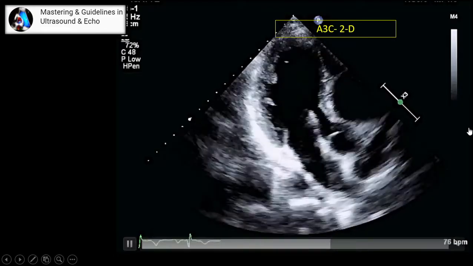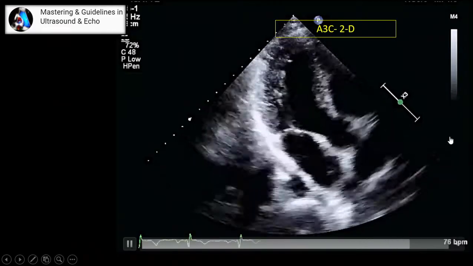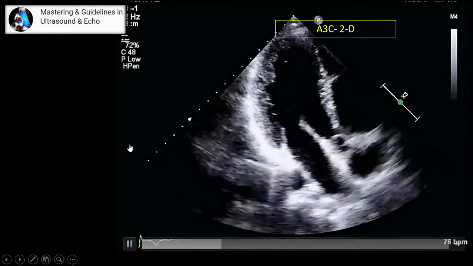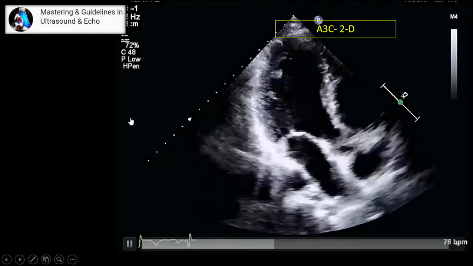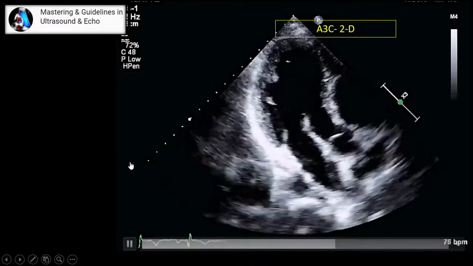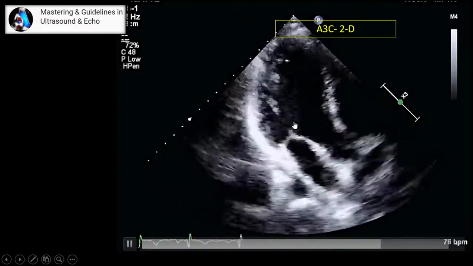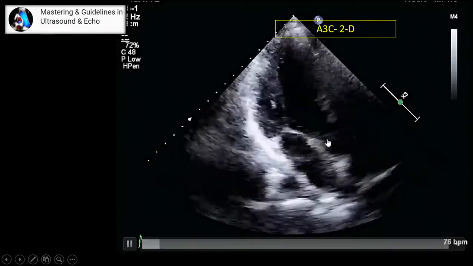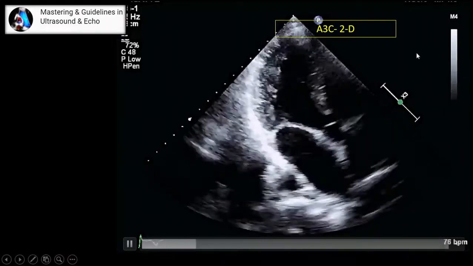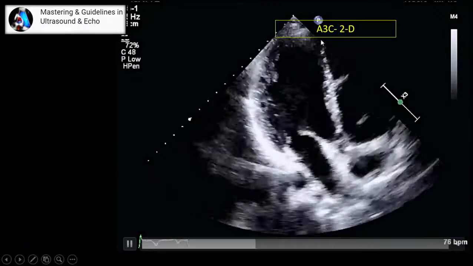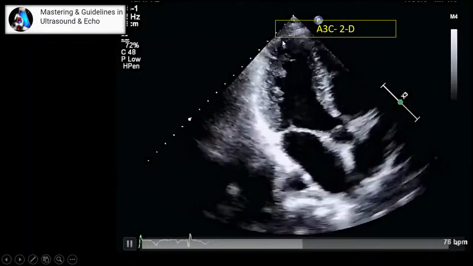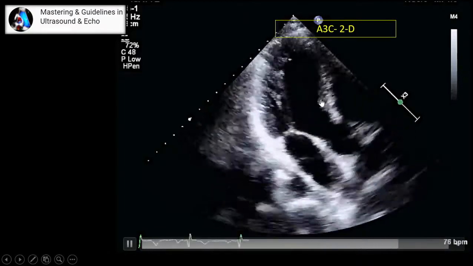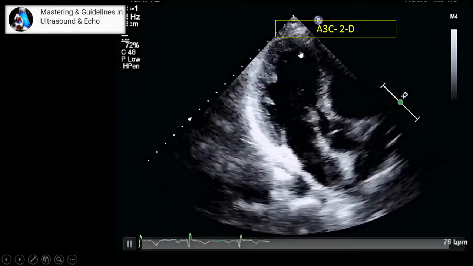After finishing apical 2, we go to apical 3. For apical 3, we just need to twist counterclockwise 20 to 30 degrees more without fanning, without angling our probe. Apical 3 should be the same as plax. The only difference is that it is more vertical, instead of the horizontal that we saw in the plax. It is the same as the plax, just more vertical. So the structures we will see are the same, but we will see more apex.